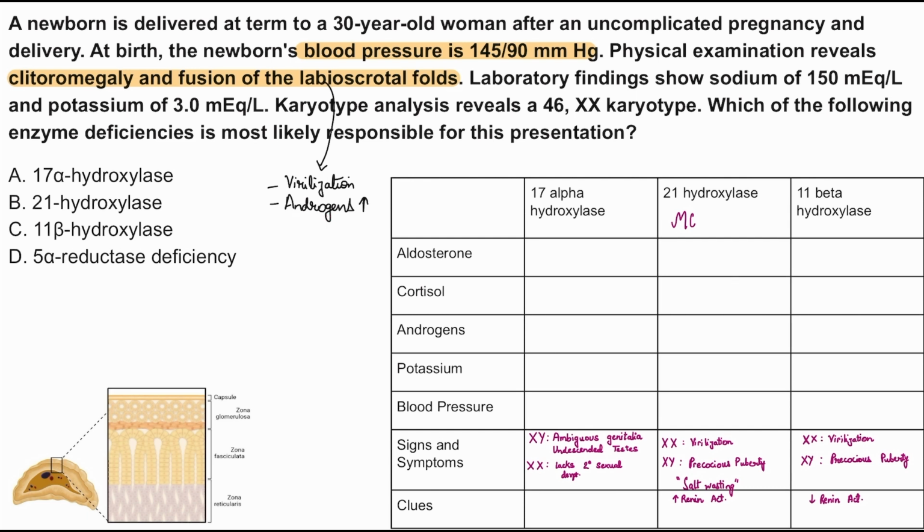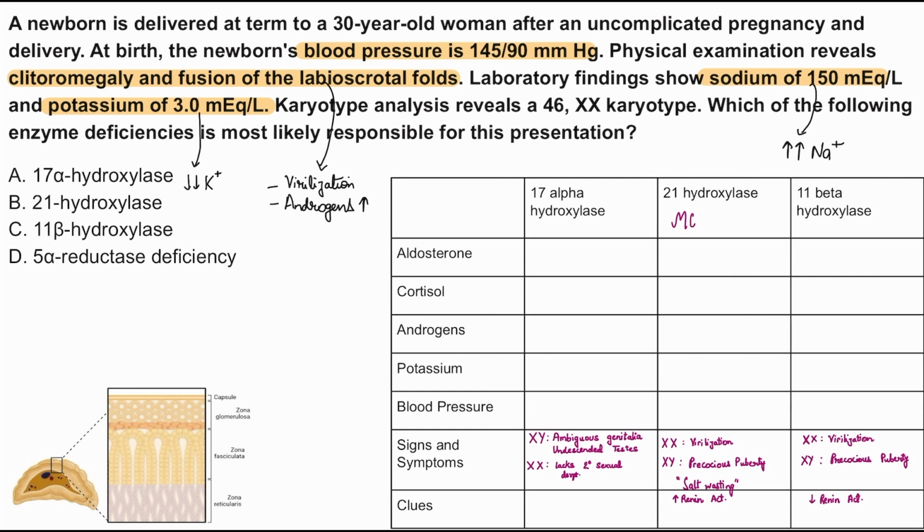Then laboratory study shows sodium of 150 and potassium of 3.0. So sodium of 150, normal sodium range would be somewhere between 136 to 146. So this is on the higher side. So sodium is elevated, serum sodium is elevated. And what about potassium? We can see that the potassium is 3.0. So normally it should be between 3.5 to 4.5. And here it is 3, so it is on the lower side. We are dealing with hypokalemia.